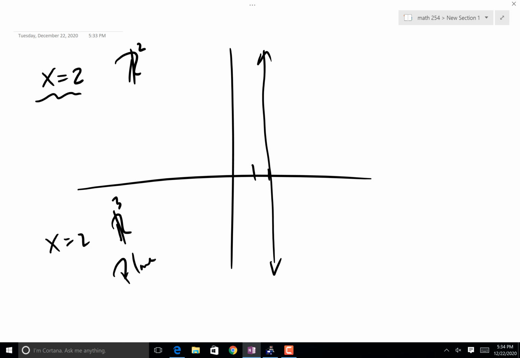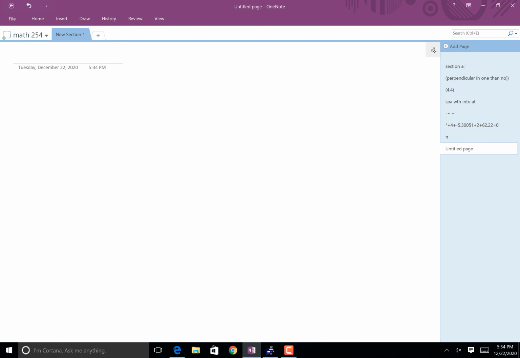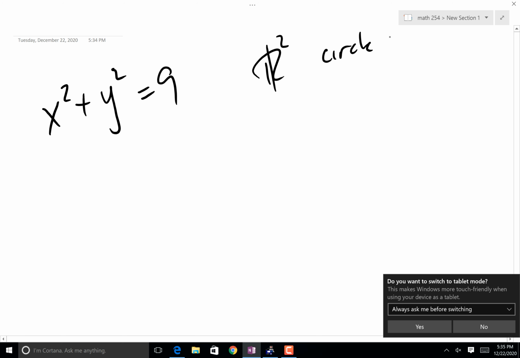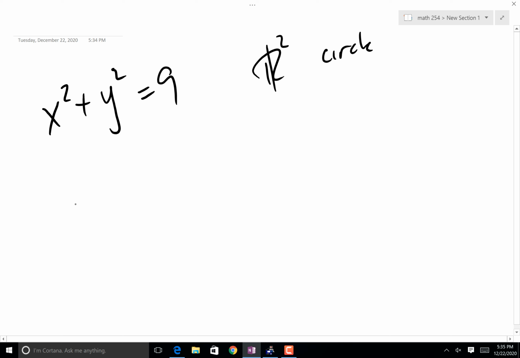Well, that's interesting. Let's do another one. Let's do x squared plus y squared equals 9. In R2, that would be a circle. So in R3, it would be a sphere? Wrong. In R3, it is not a sphere, because there's no z on here. In other words, z is not constrained.